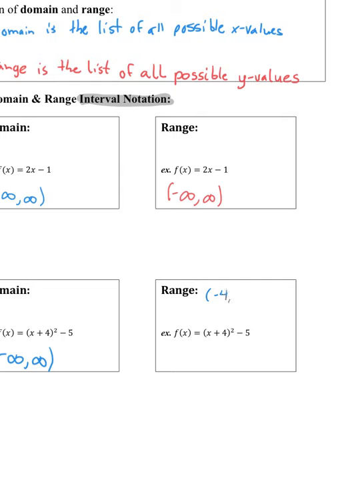The vertex is -4 comma -5. So -5 is where the range is going to be. The range starts at -5, but it includes that number, and then it goes to positive infinity. And again, the brackets mean -5 is included. The parentheses mean not included.